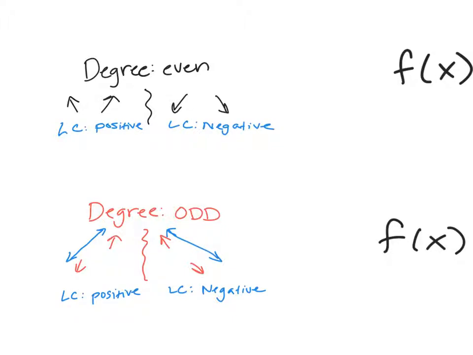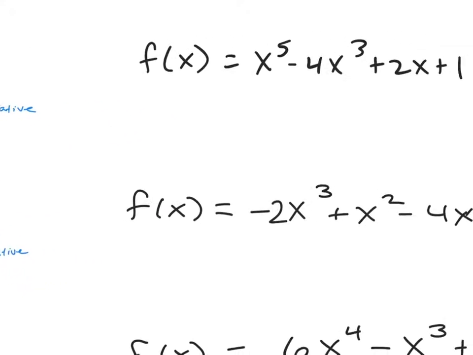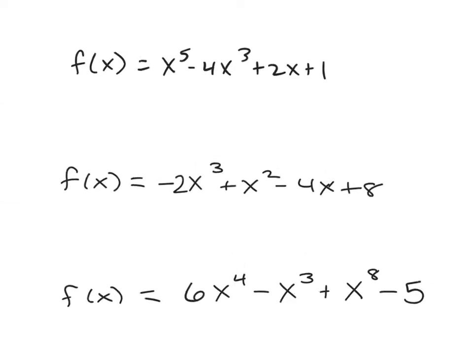So the key is you're going to look at a polynomial, you're going to decide, is the degree even or is it odd? And then from that, is it positive or is it negative of a leading coefficient? Once you know which of the 4 end behaviors you have, then you're going to write it in the proper end behavior notation. So we're going to do a couple of examples.